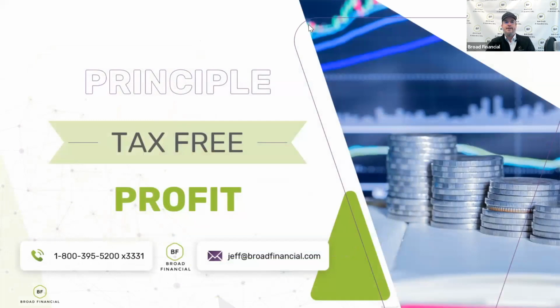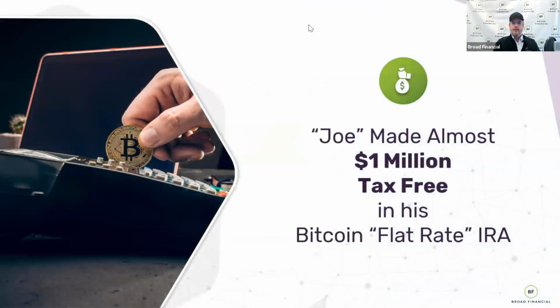In Roth, your principal is tax free and your profit is tax free. So this guy's 92,000, not only was the 92,000 tax free, but he made 908,000. That also was tax free. Every penny that came back tax free. And there's the story of Joe, quote unquote. He made his $1 million tax free in his Bitcoin IRA.